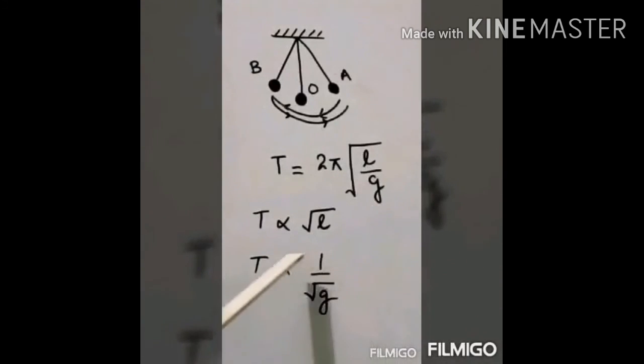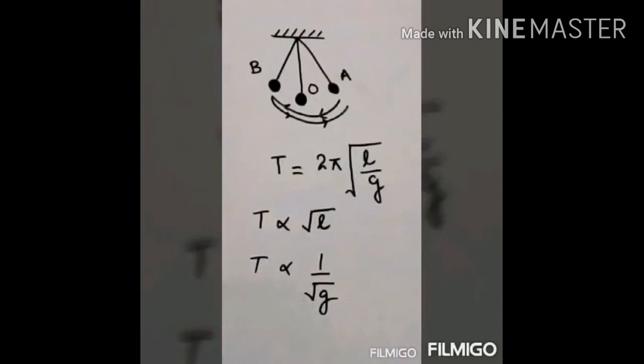The more the gravity, the lesser the time period. The less the gravity, the more the time period. That is, if the force of gravitation is less, the time period will be more, or the pendulum will move slowly. If the gravity is more, the time period will be less. That is, when there is more gravity, the pendulums will move fast.